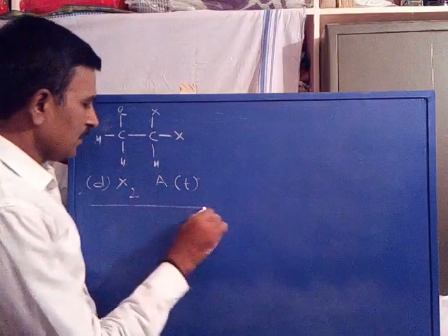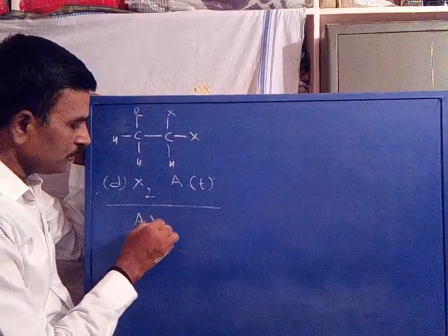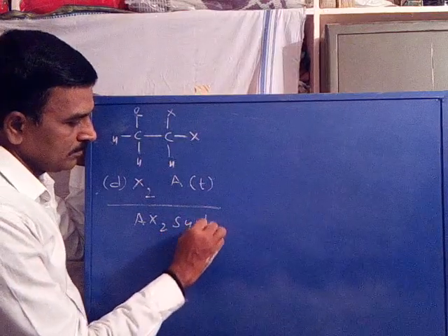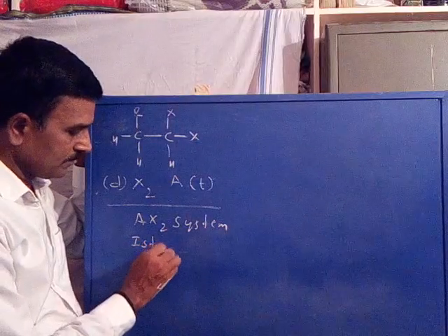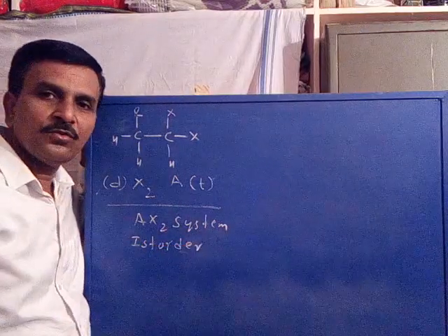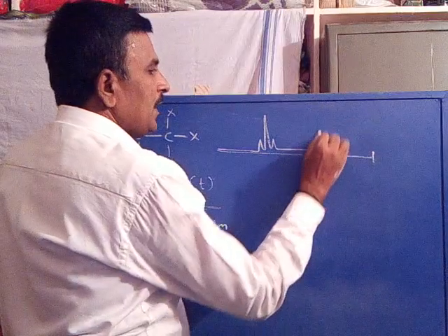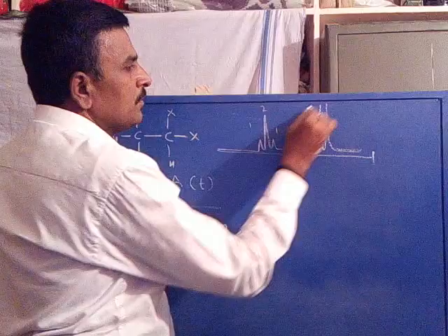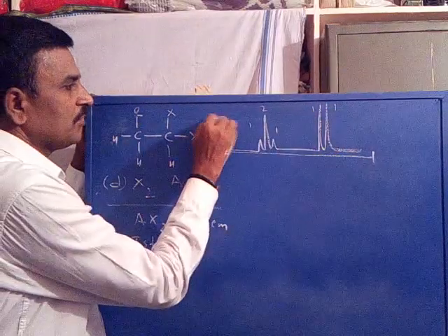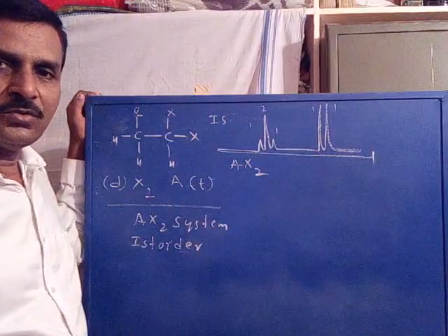So the whole system becomes an AX2 system, first order. Its spectrum, similar to the aldehyde, has a triplet signal and a doublet signal with 1:2:1 and 1:1 intensity. So this is a first order AX2 system.